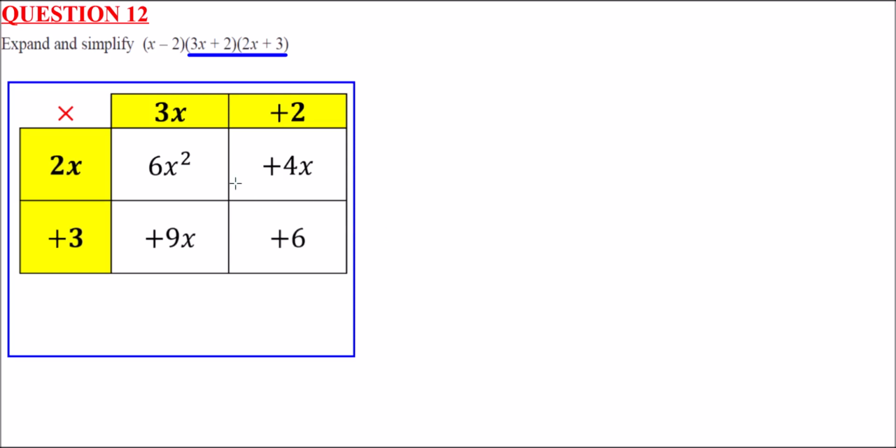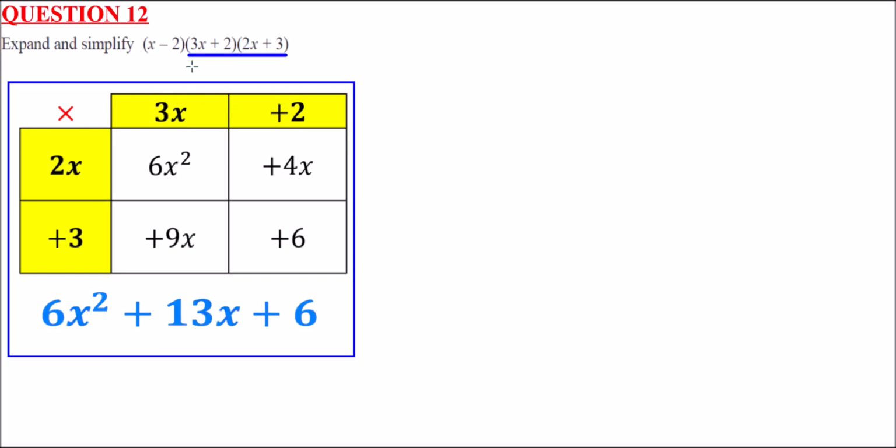We can now simplify this. So these 2 last brackets expanded will be 6x squared, 4x plus 9x is plus 13 normal x, and finally plus 6. So fully simplified, we have 6x squared plus 13x plus 6.